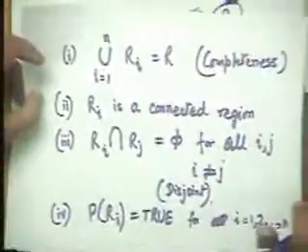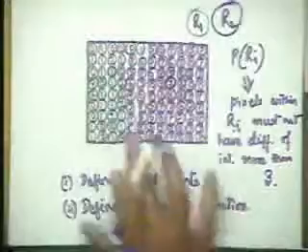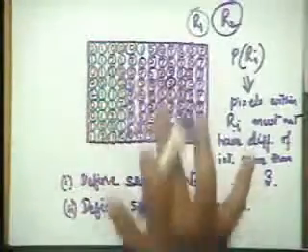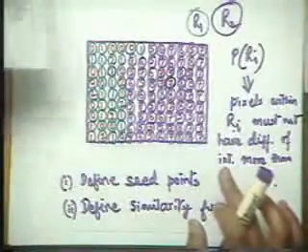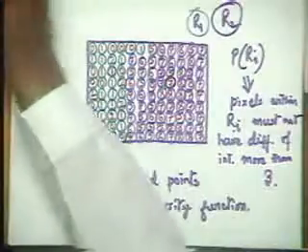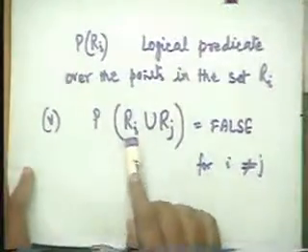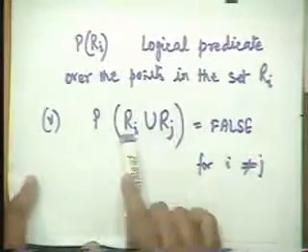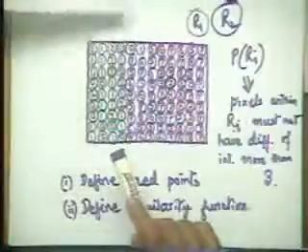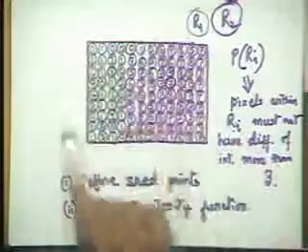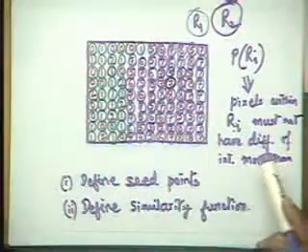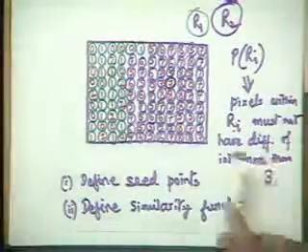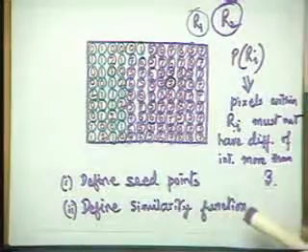Now P of Ri is equal to true for R1 and it is also true for R2. And property number 5 was that if I take R1 union R2 and define the similarity measure, obviously that similarity measure will not be fulfilled. That means I cannot merge the regions R1 and R2 together, because they will not fulfill this fifth property.